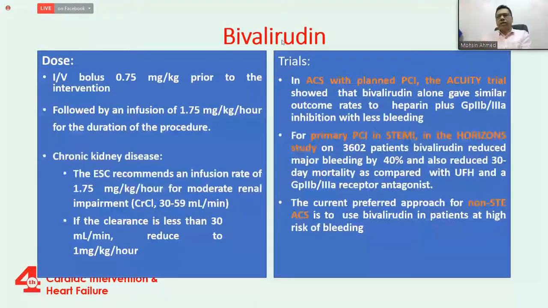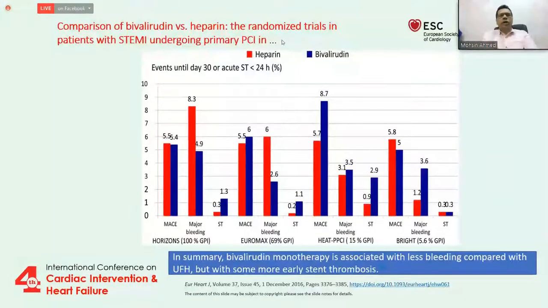But there are some trials, equity trial and horizontal trial, that show less bleeding and less mortality. In this trial, it shows heparin plus bivalirudin. All the trials show bivalirudin monotherapy actually has less bleeding, but in some cases they showed early stent thrombosis in case of bivalirudin. But bivalirudin is used in all cases.